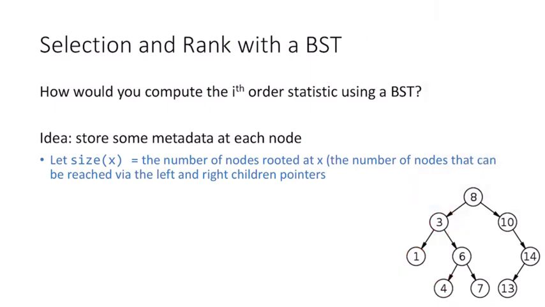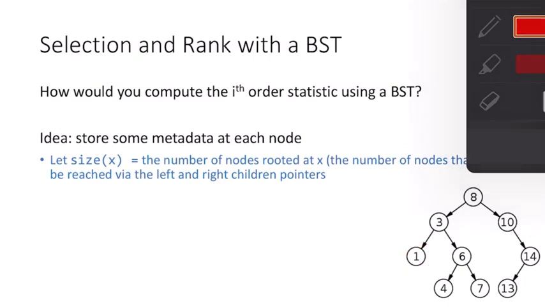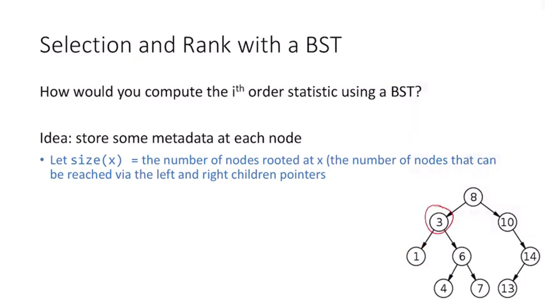So for example, the size of the node 8 is, well, we've got 1, 2, 3, 4, 5, 6, 7, 8, 9 nodes rooted at 8. So the size of the root is always going to be how many nodes you have in the entire tree. The size of a leaf node is just going to be 1. And the size of a node like 3 here is going to be 1 over here plus 1, 2, 3 over here plus itself. So 3, 4, 5.